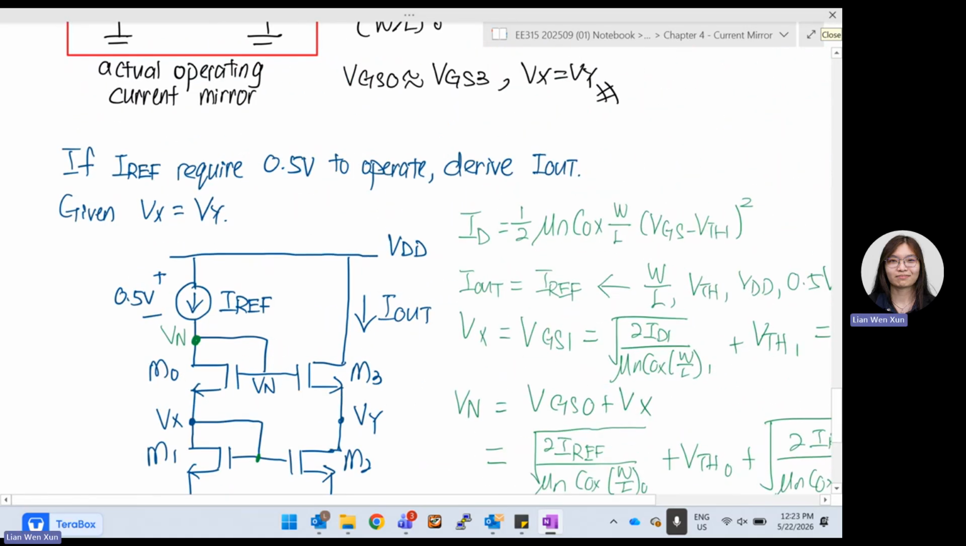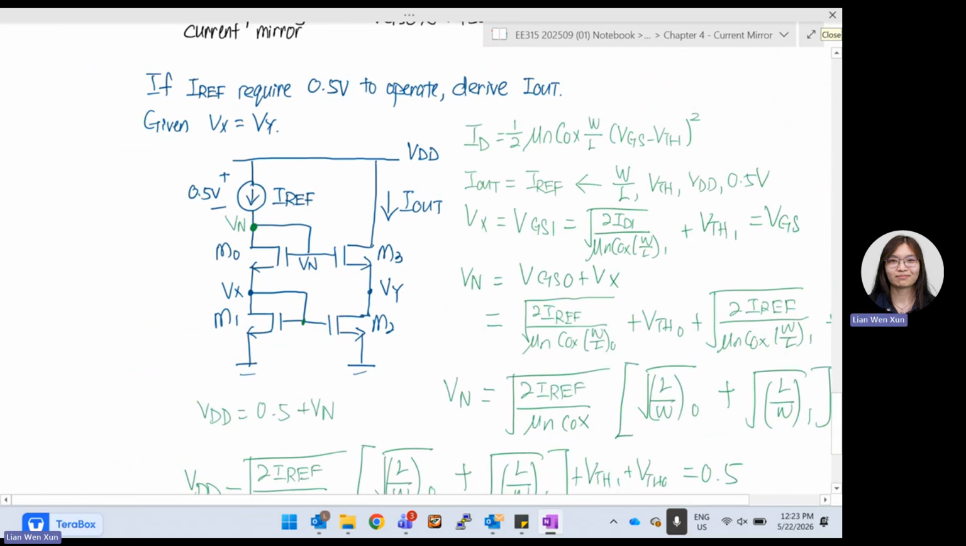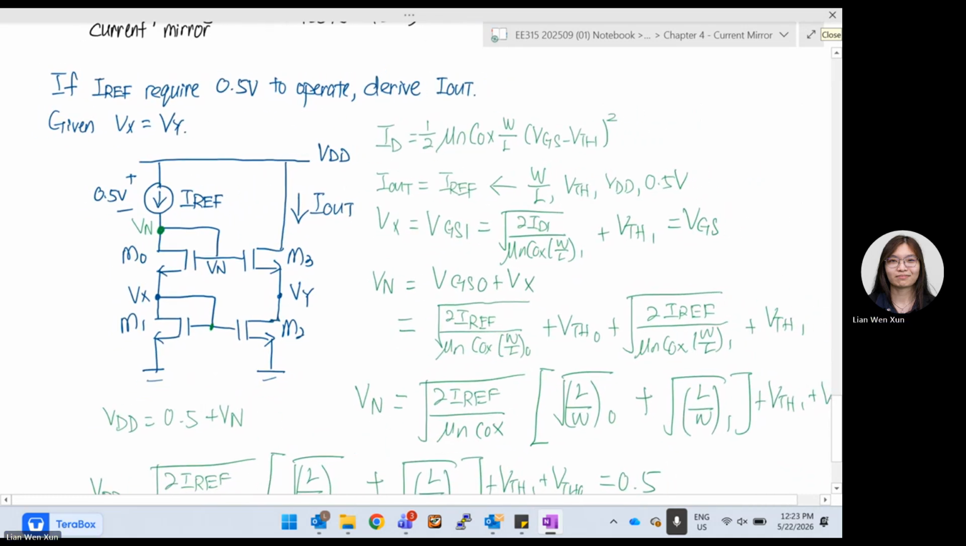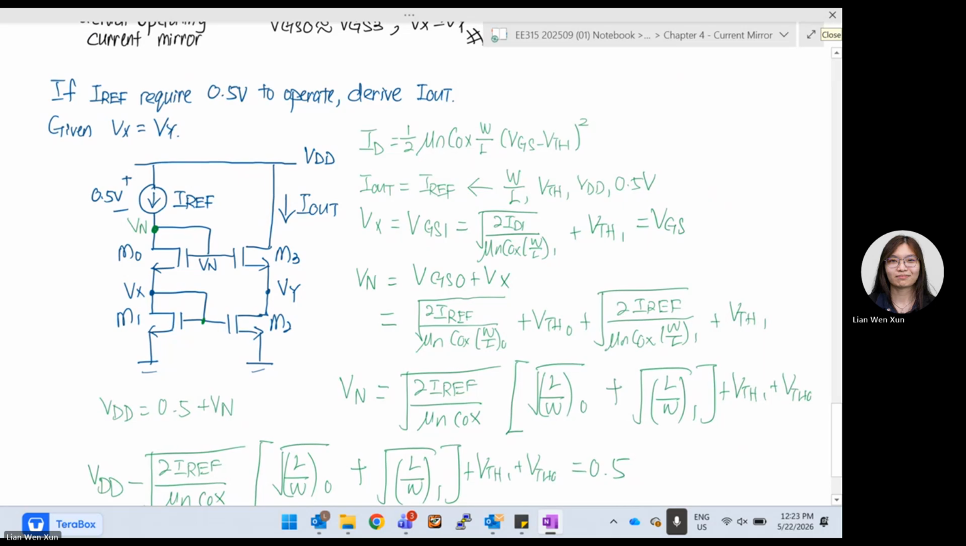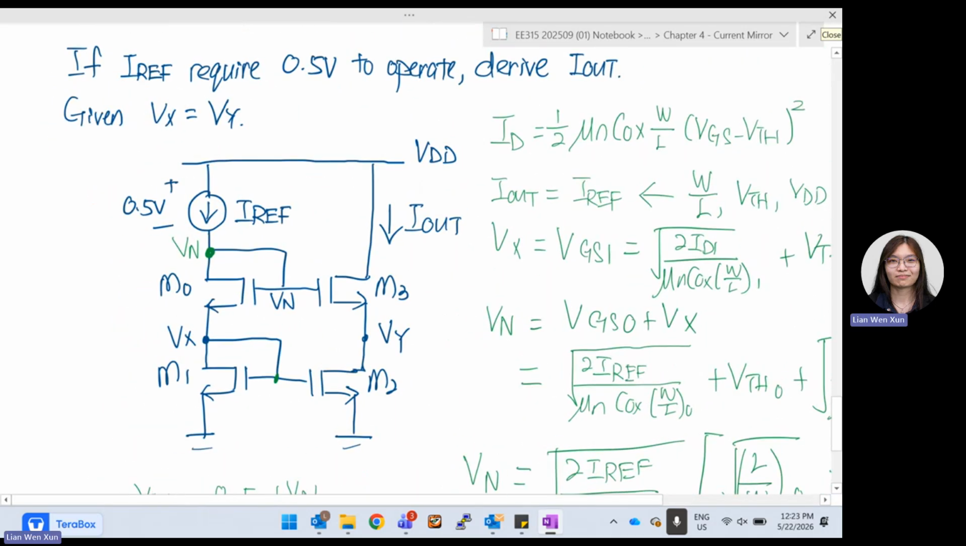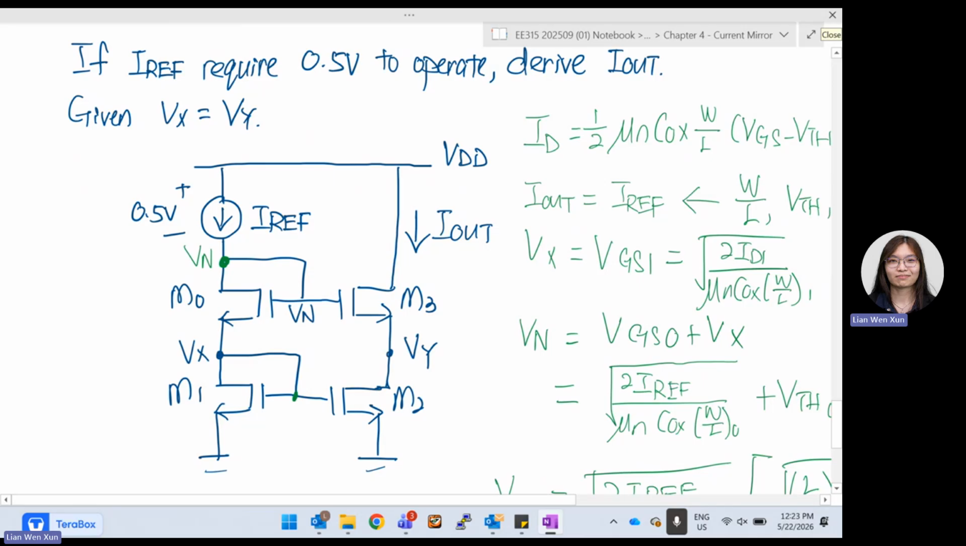Okay, we will do the last question, then we'll end today's class. If IREF required 0.5 volt to operate, derive what is I out. Derive what is I out.